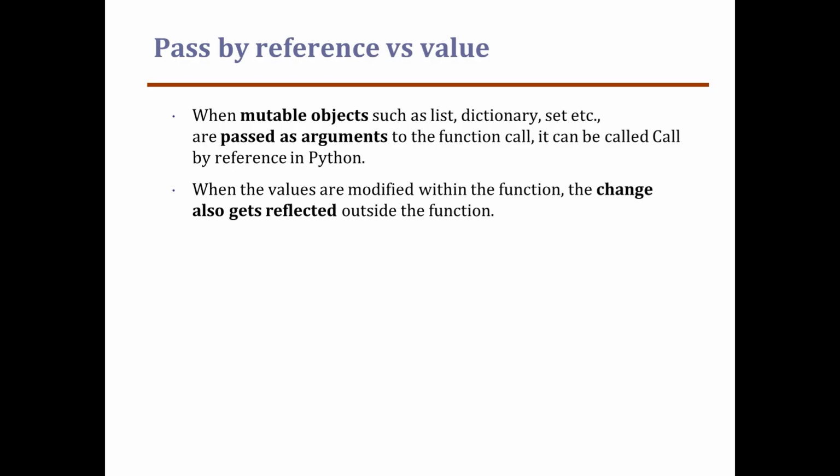The second type is call by reference. That is also decided by the type of the parameter we pass. When mutable objects are passed as arguments to the function call, such as a list, which is a mutable type, or a dictionary, which is a mutable type, it can be called a call by reference.